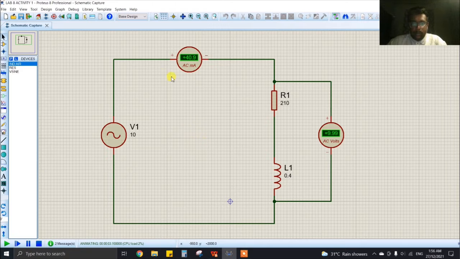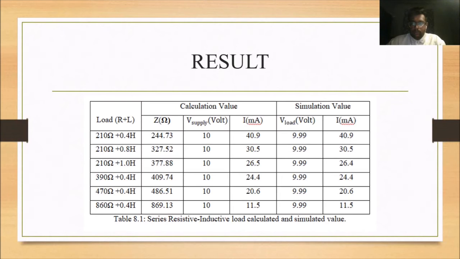As you can see, we obtained a total current of 40.9 milliampere, and for the load voltage we have obtained 9.99, which when we round off will become 10 volt. So let's look into the results. This is the table 8.1 that we have talked about. These are the load values that we need to simulate in order to complete this activity 1.